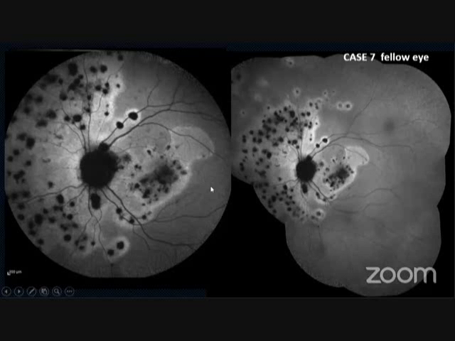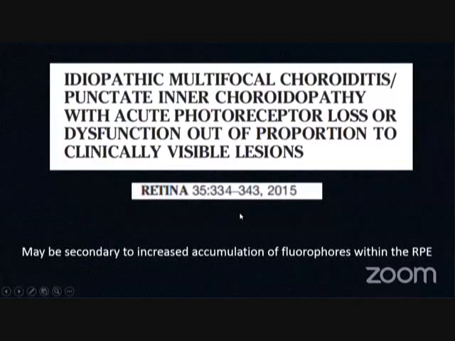And this was described earlier in 2015, where patients who had multifocal choroiditis developed acute or subacute photoreceptor loss or dysfunction. And this was thought to be due to accumulation of fluorophores within the RPE. Some patients would recover, and some patients would not recover. Actually, my patient didn't recover.